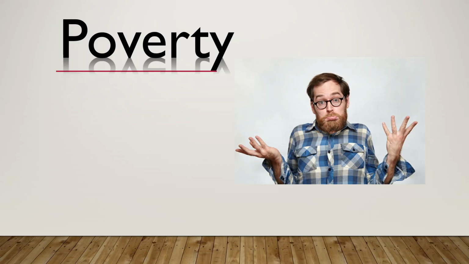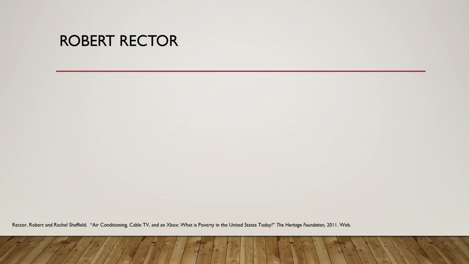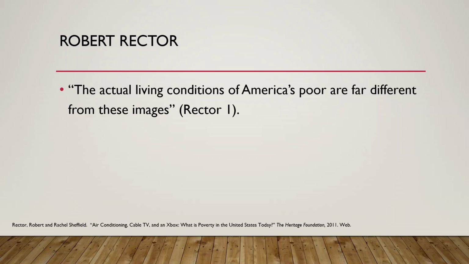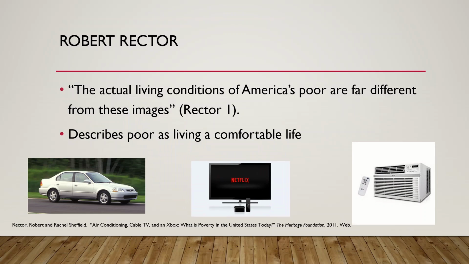Poverty. What's the first word that comes to mind? Homelessness? Starvation? Suffering? Robert Rector would disagree with this perception of poverty, as he argues that the actual living conditions of America's poor are far different from these images. Rector describes the poor as living a comfortable life, owning possessions such as air conditioning, television, and a car.